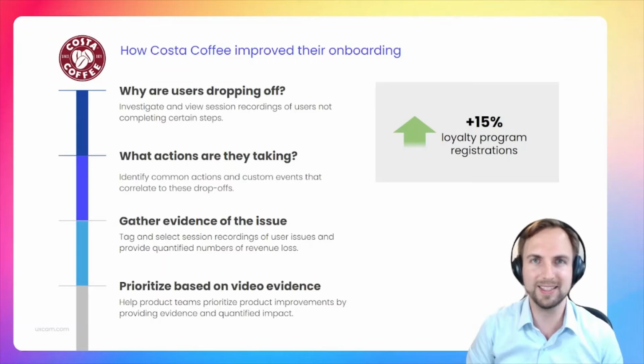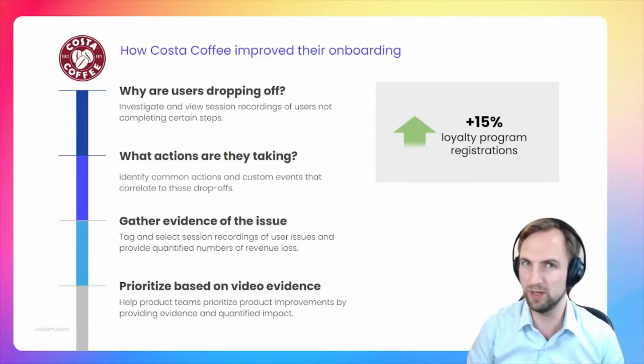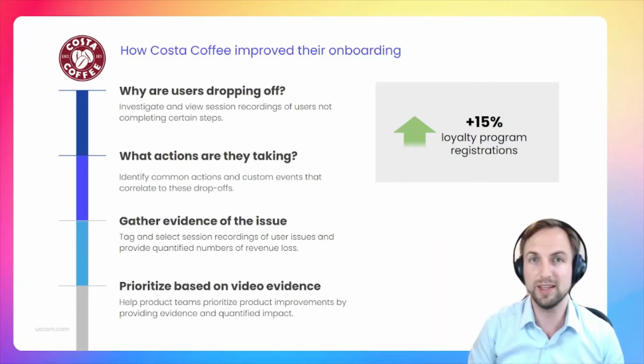And by tagging and selecting, they were able to quantify the losses to the business, which, given that we know this is so valuable to the company, were significant. And then, using this indisputable video evidence, they were able to prioritize the onboarding over other features. And this led to a 15% increase in loyalty program registrations. That sounds like a small number, but it has a huge impact because this compounds over time.